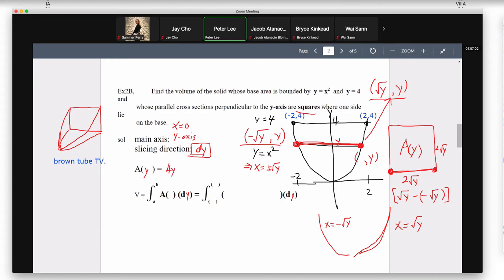Now look at these slices here. Y ranges from y equals 0 to y equals 4. So this is from 0 to 4. This is A of y. What is A of y? A of y happens to be very simple in this case, 4y. That's it.